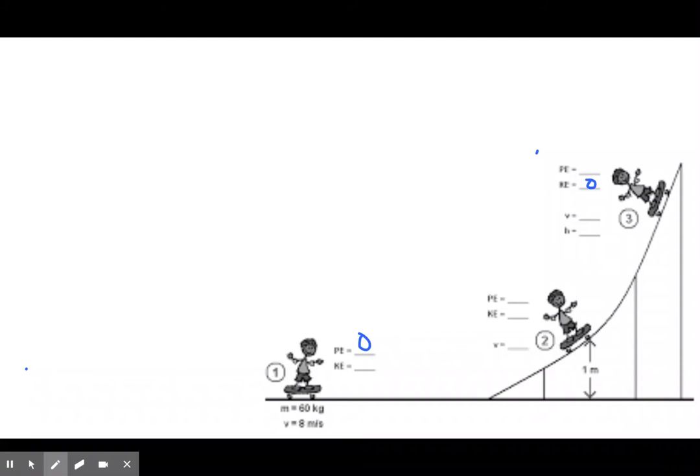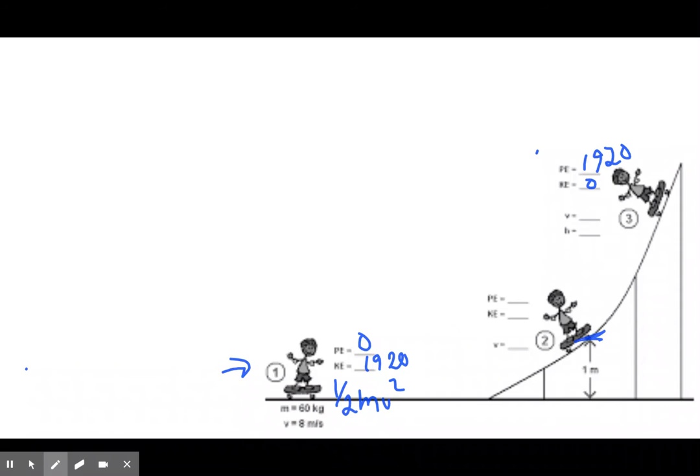So we can find at this point, they've given us enough to find KE. So we can do KE equals 1/2 mv squared. So we'll do 0.5 times the mass of 60 times 8 squared. So it says 1920, which means that PE up here should be 1920.